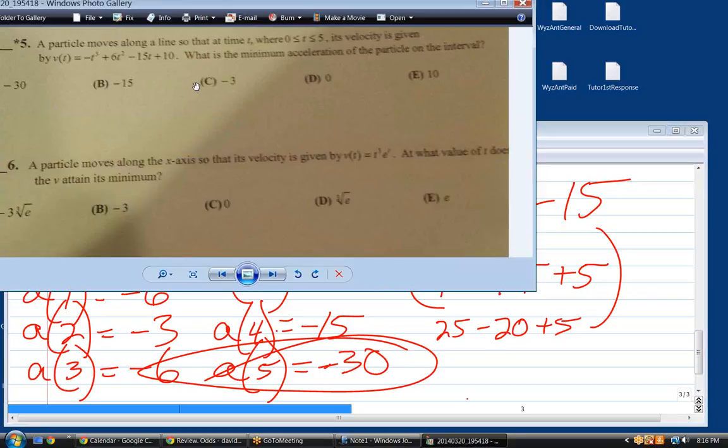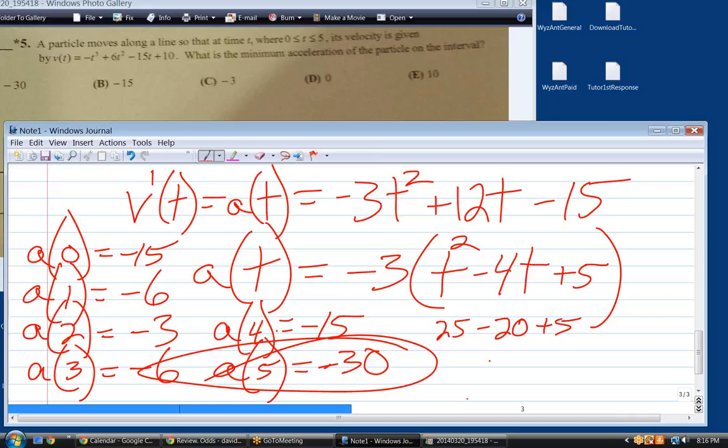Yeah, that's right. Okay. Now, the question is, did I do it right? It's kind of a different kind of question. The only problem with the way I did it is I didn't check the values that were non-integer values. In other words, what if there's a lower value for the acceleration when t is 2.5? I'm not going to find it the way I did it.